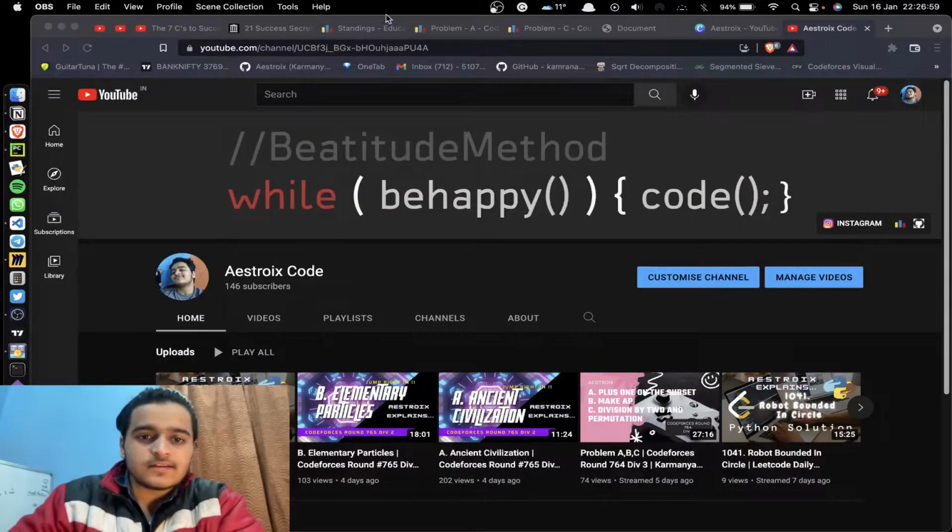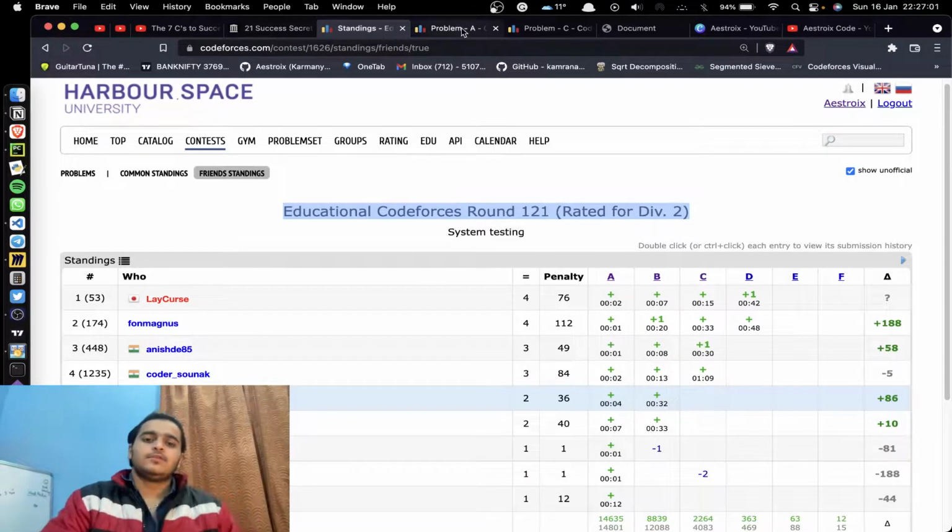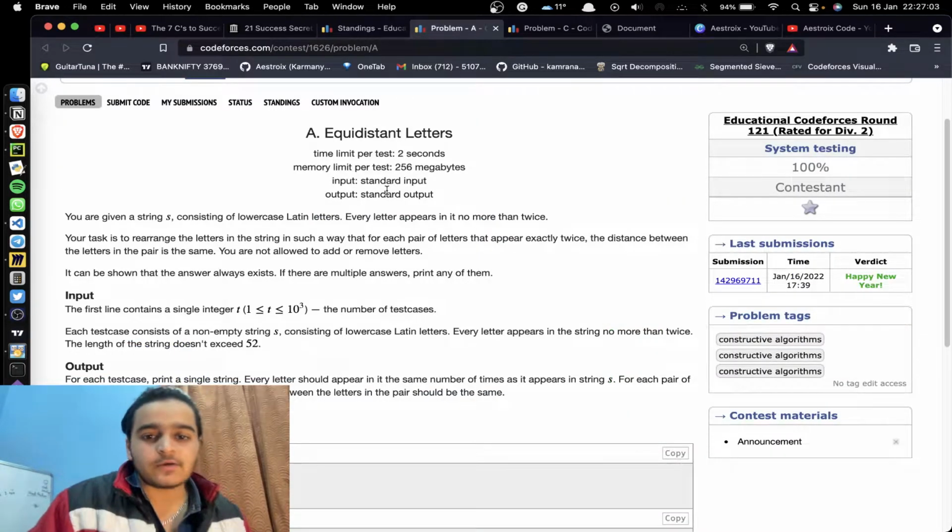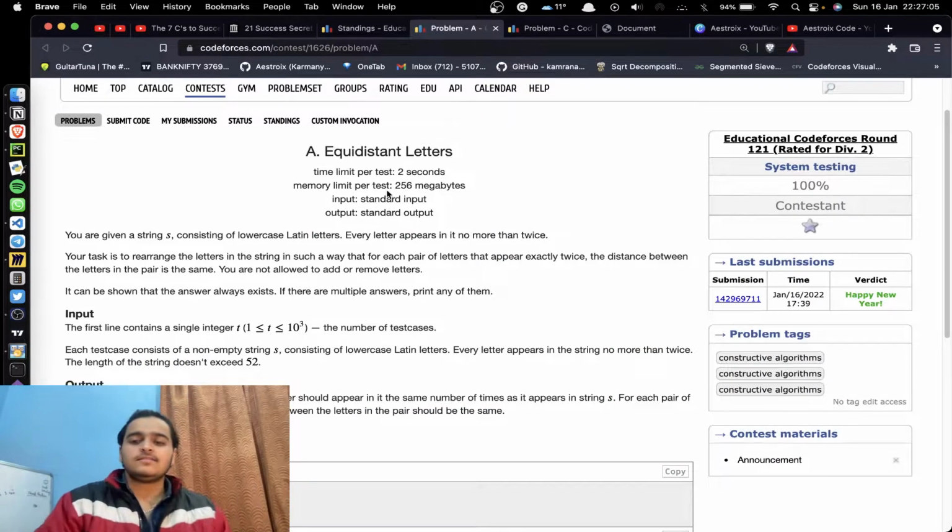So hi everyone, this is Asterix again, and I'm going to explain to you the solution of problem A, Equidistant Letters. This is from today's Educational Round 121, which was initially rated for Div 2. But what happened during the contest is we had a very different kind of problem.